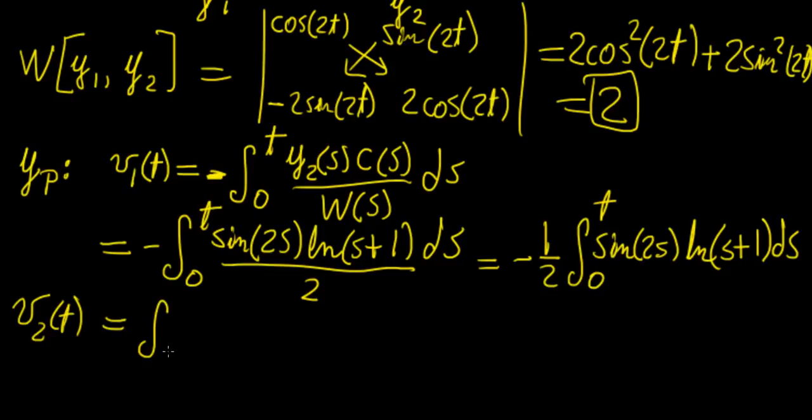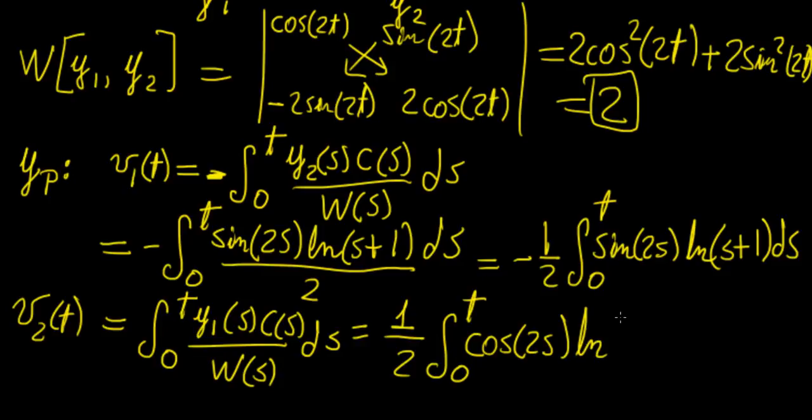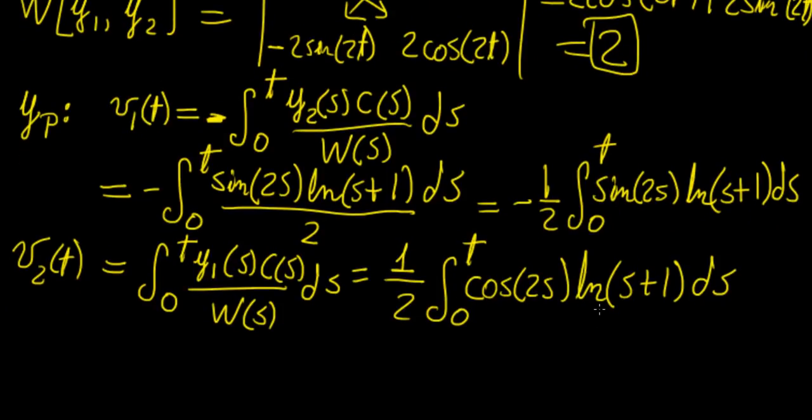So this is going to be equal to the integral from 0 to t of y1(s) g(s) over the Wronskian W(s) ds. I'm going to extract the Wronskian, and we know that's 2, so this is 1 over 2 times the integral from 0 to t. Now y1 is cosine of 2t, so this is cosine 2s times natural log of s plus 1 times ds. And once again, we have an integral that cannot be solved exactly, so the best thing we can do is to leave it as it is.